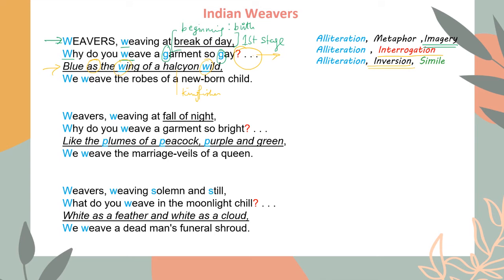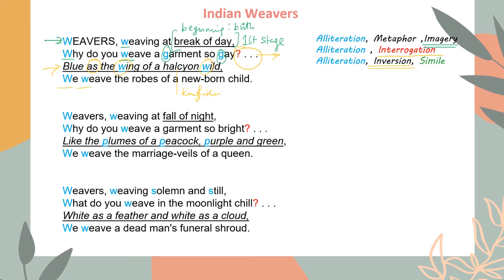All right, and there is also an inversion here because the correct prose order should have been, the wings of the halcyon wild are blue. All right, now in the fourth line you can see again letter W is repeated. Now let's go to the next stanza. W letter is repeated again, so you can see there is an alliteration.